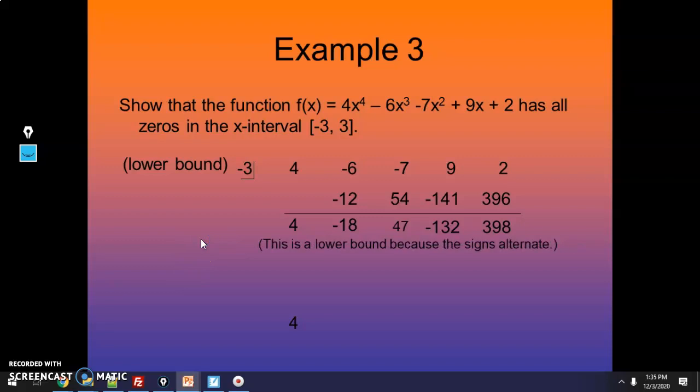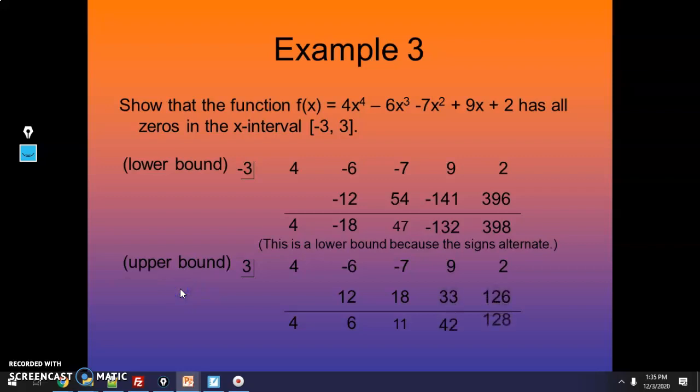Now let's look at, will this be an upper bound? So here we do synthetic division again on the higher value in our interval. And look, we got all positive, so this tells you that this is an upper bound. That means that there's no zero past this number. And if you were to try the number 4, you'd also get all positives. So this interval is relative to where you want to see if there are any zeros between.